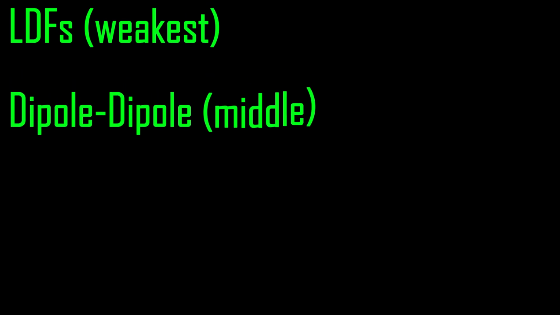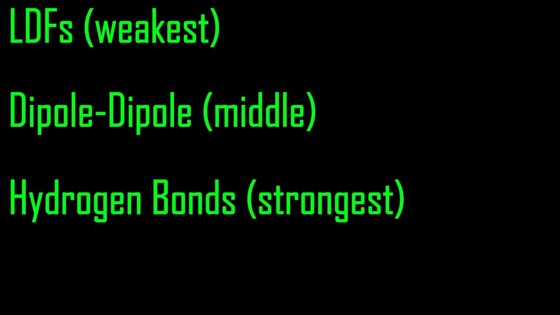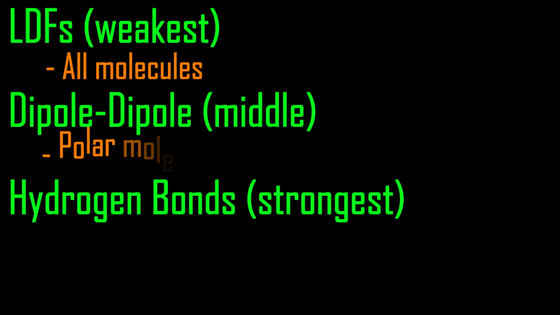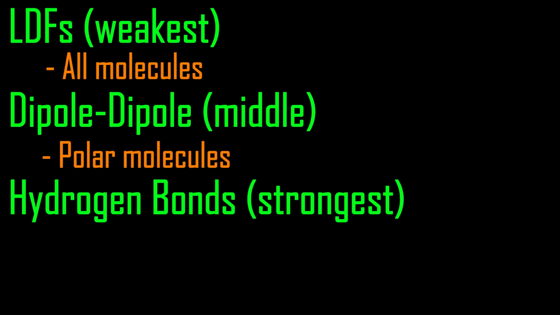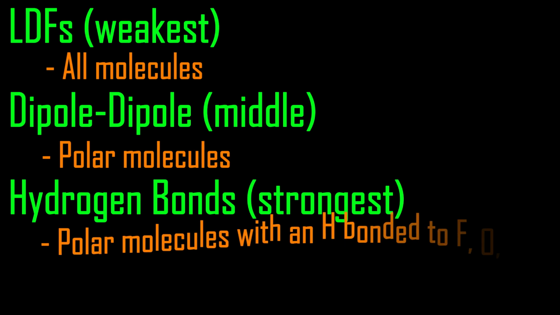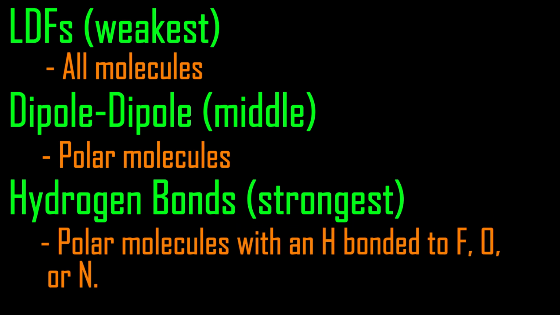Now, let's go over the different IMFs that we've learned about. We have London dispersion forces, which are the weakest, dipole-dipole forces, which are in the middle, and hydrogen bonds, which are the strongest. All molecules have LDFs, all polar molecules have dipole-dipole forces, and all polar molecules with a hydrogen bonded to either a nitrogen, oxygen, or fluorine have hydrogen bonds.